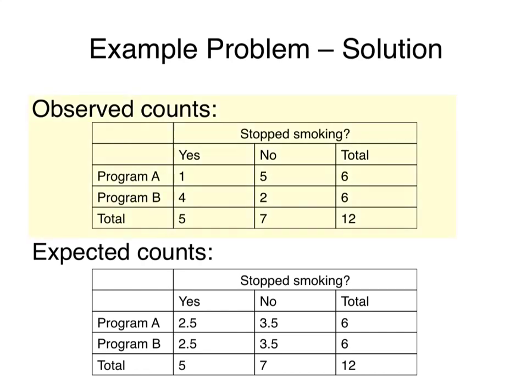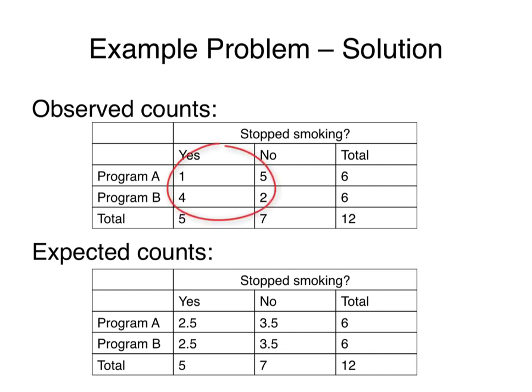So the first thing we do is make a 2x2 table of what we observed. Of 6 smokers on program A, 1 stopped smoking and 5 did not. Of 6 smokers on program B, 4 stopped smoking and 2 did not. We can then check our assumptions. We know from the study design that this is a simple random sample and that each individual appears in only one cell of the table. So we have independent observations.